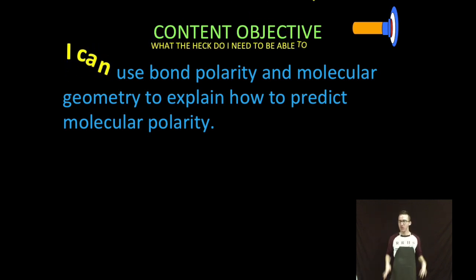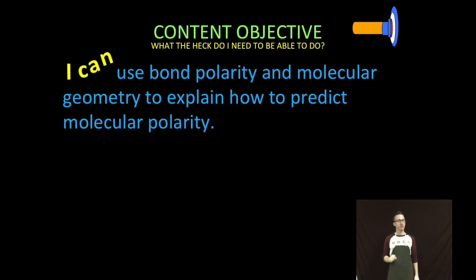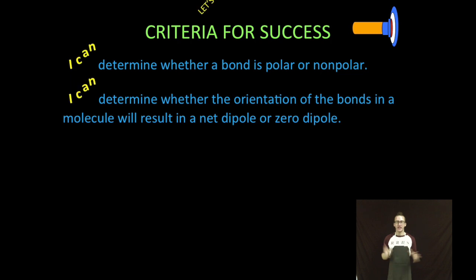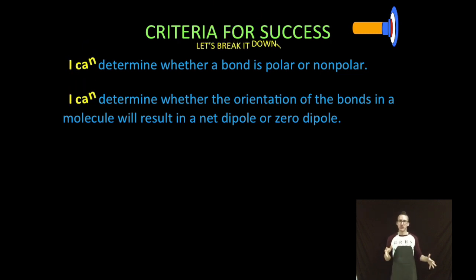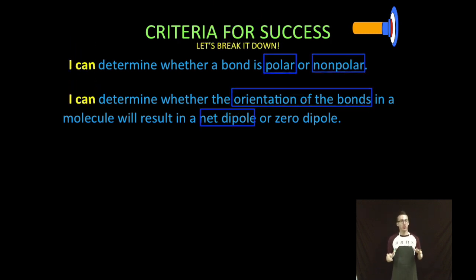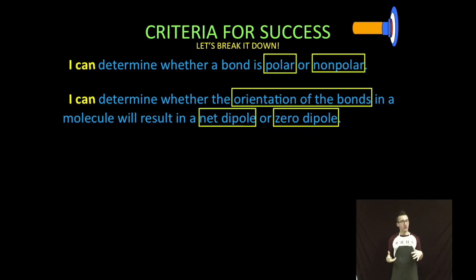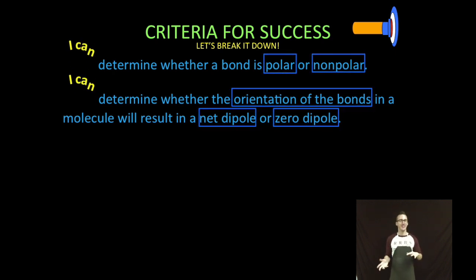And today, what in the heck are we gonna do in this video? We are going to use bond polarity and molecular geometry to explain how to predict molecular polarity. Okay, so first thing we want to do is determine whether or not a bond is polar or nonpolar, and then we're going to determine whether the orientation of the bonds, using our infinite knowledge of molecular geometry, will result in a net dipole or zero dipole.